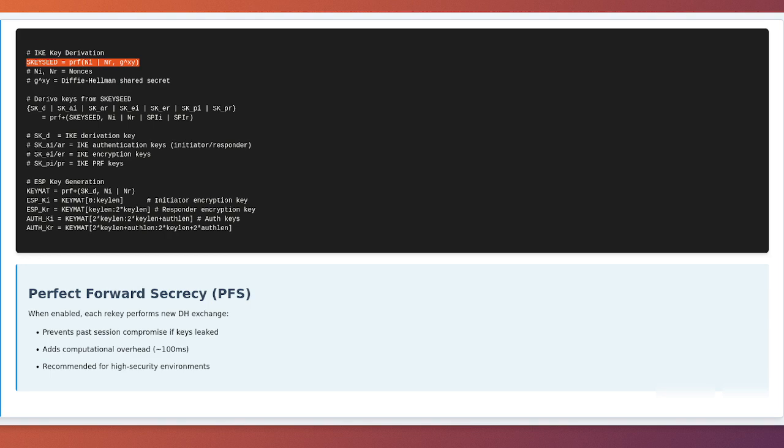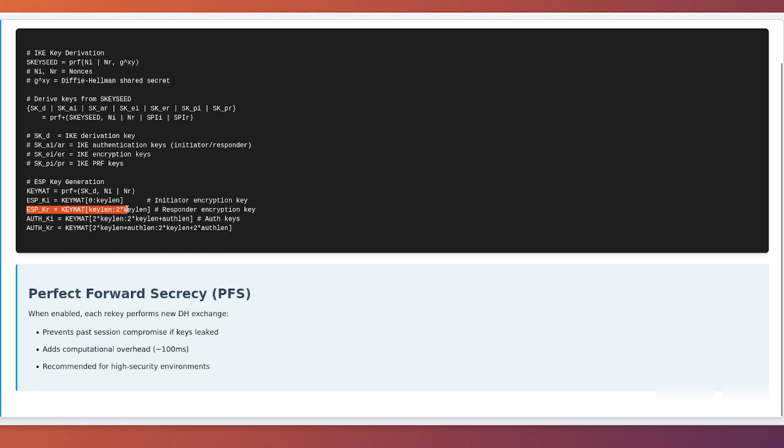Key lifetime management is another crucial aspect. Keys in IPsec have both time-based and volume-based lifetimes. A typical configuration might rekey after 1 hour or 1 gigabyte of data, whichever comes first. As a key approaches its lifetime limits, IKE proactively negotiates a replacement SA with fresh keys. This rekeying process must be seamless, with the new SA ready before the old one expires to prevent any interruption in traffic flow. During the transition, both SAs remain active briefly to handle in-flight packets.